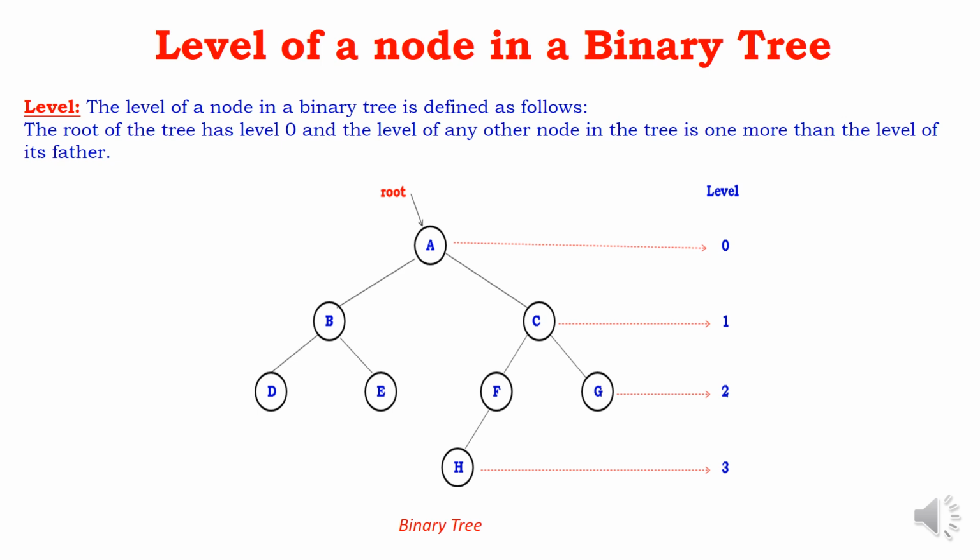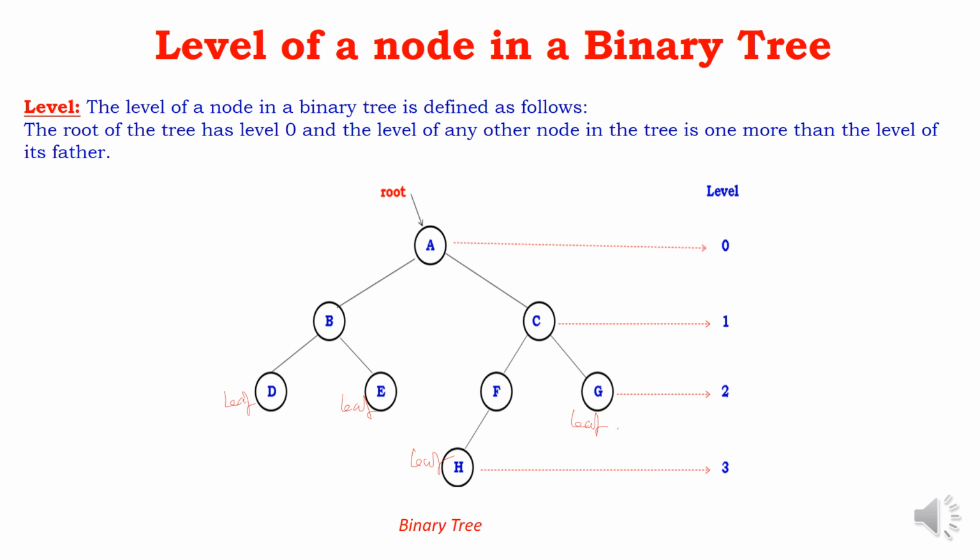Leaf nodes: D is a leaf node, E is a leaf node, H is a leaf node, G is a leaf node. All other nodes are non-terminal nodes. What is a leaf node? A leaf node is a node which does not have any children.